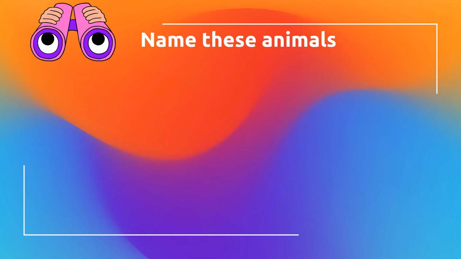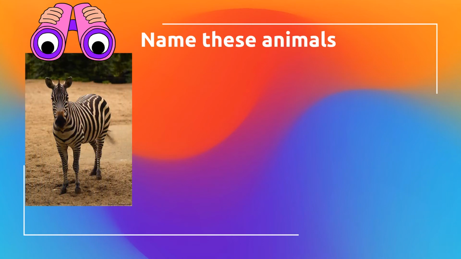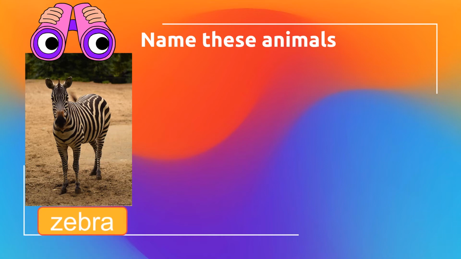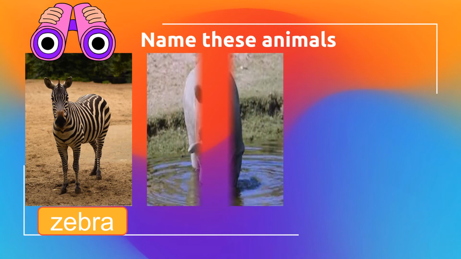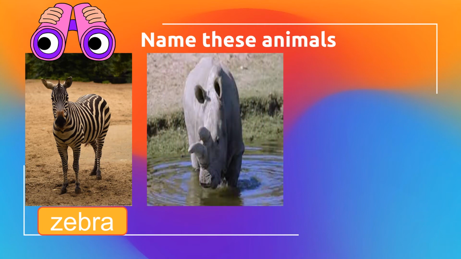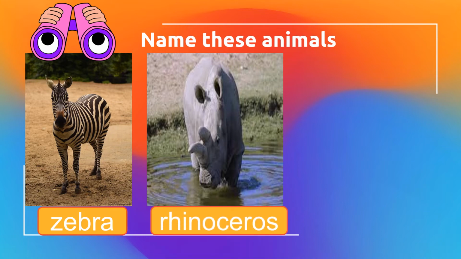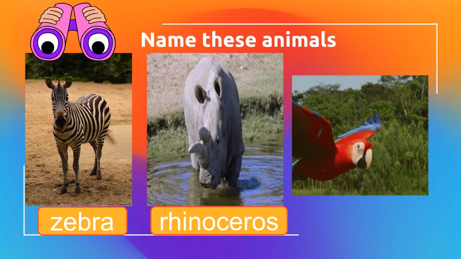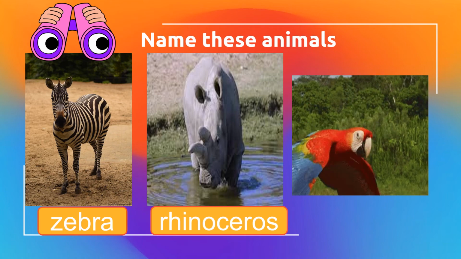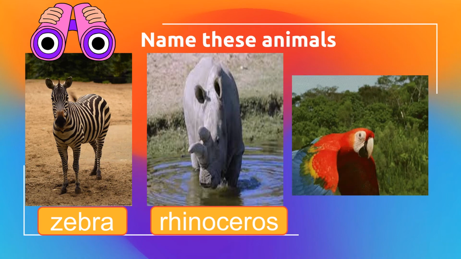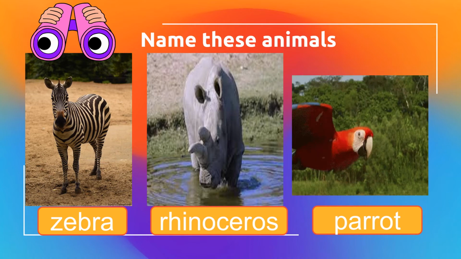Our adventure at the zoo is not over yet. Keep your binoculars close to your eyes. We're going to name these animals now. Black and white? I think that's a zebra. How about this one? That's a rhinoceros. Or we can say rhino for short. And do you know this one? So beautiful. This animal is a parrot.